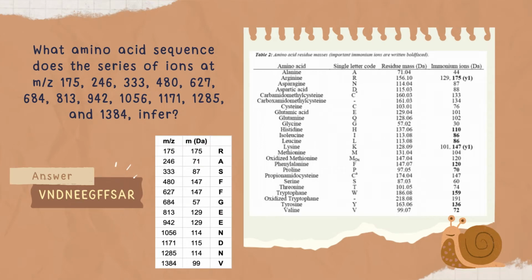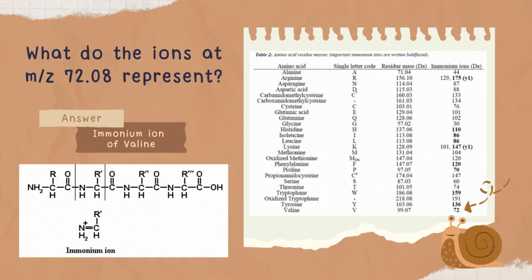So for the second question, what amino acid sequence does the series of ions at the following ratios infer? By subtracting the lower values from the succeeding values, the following sequence can be determined, which is valine, asparagine, aspartic acid, and asparagine again, and 2-glutamic acid, glycine, 2-phenylalanine, serine, alanine, and arginine.